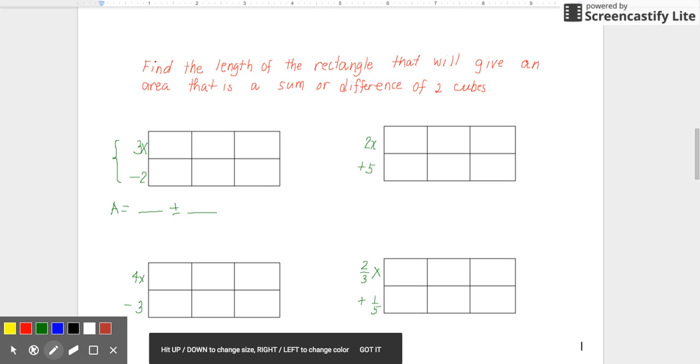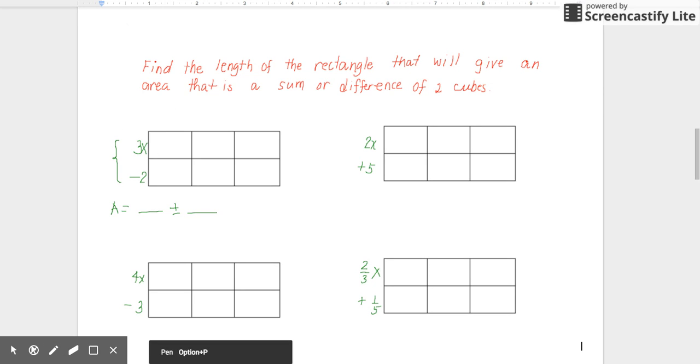What do we know? We know that a perfect cube is something like 3x times 3x times 3x. That's going to give us a perfect cube. So when you multiply a number by itself 3 times, you get a perfect cube. So this is going to give us 27x cubed. We also know that a perfect cube could look like this: -2 times -2 times -2. This is going to give us -8.